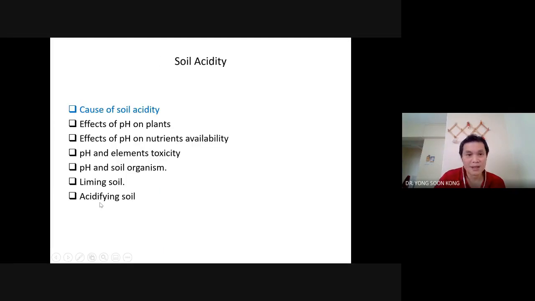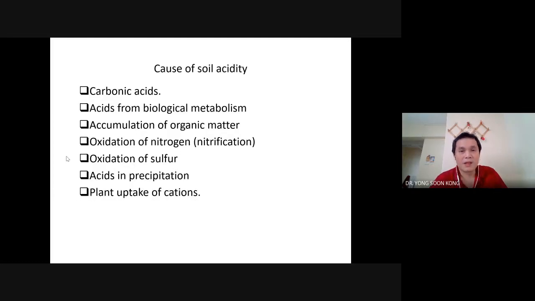So this is the outline of the content that we're going to learn for the next hopefully 30 minutes: the cause of soil acidity, effects to plant, effects to soil pH and its nutrient availability, and how to solve this problem. But of course, in between, we're going to explain how pH becomes acidic and how pH becomes alkaline. Okay, now we're going to begin with the cause of soil acidity.